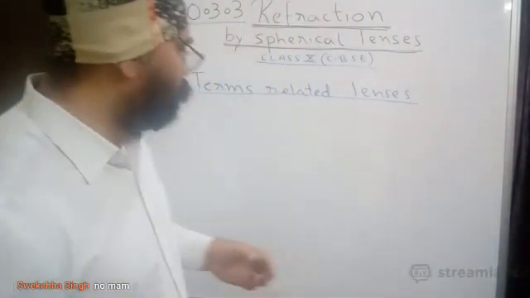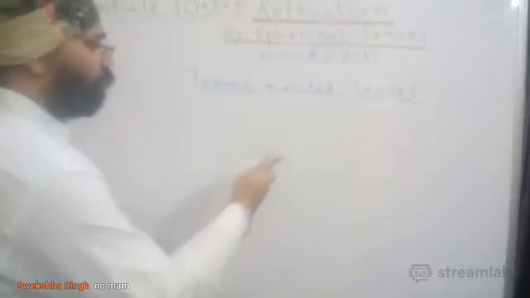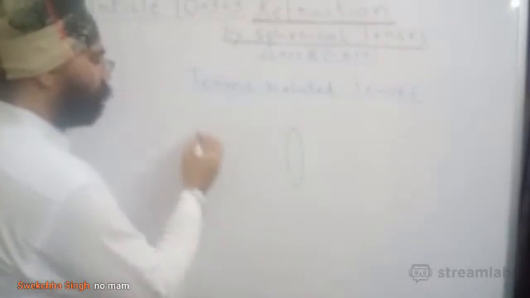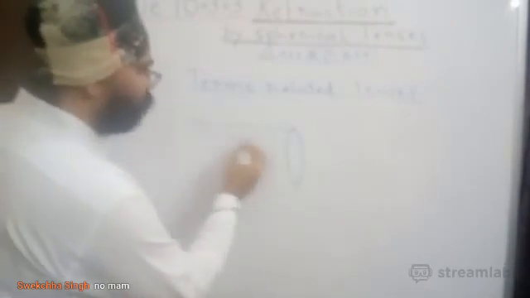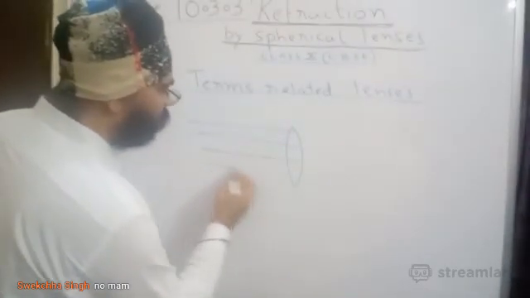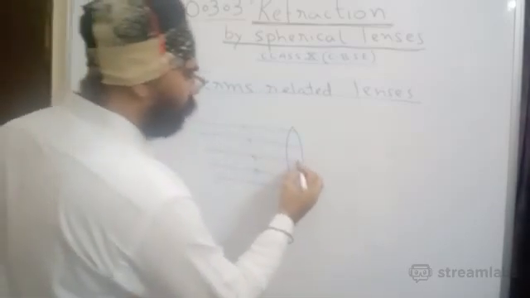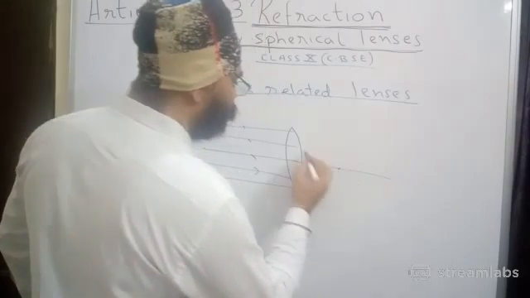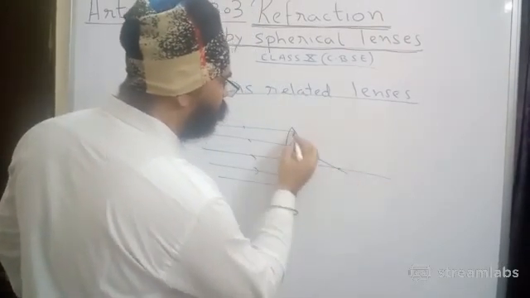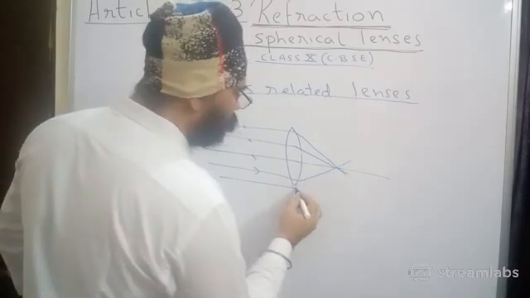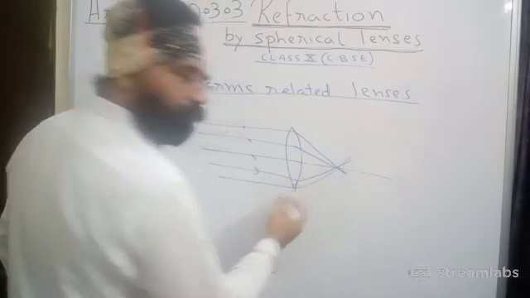So what have we done? We have focused. Now I have a convex lens. Light is coming from the sun, so it will be a parallel beam of light. Once it hits the lens, then all the rays pass through a point. Got it? And what is this point called?